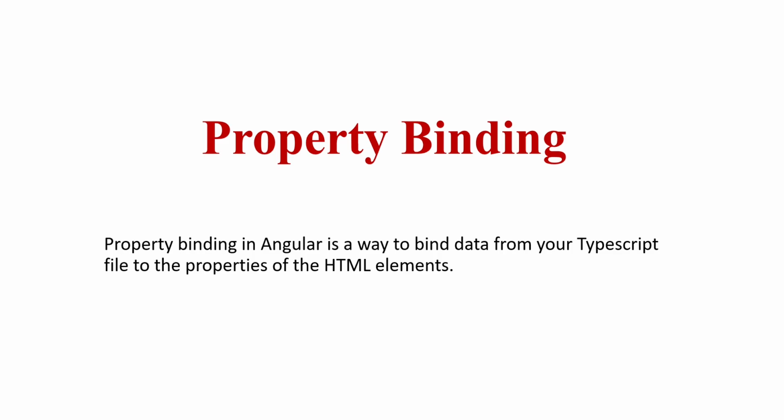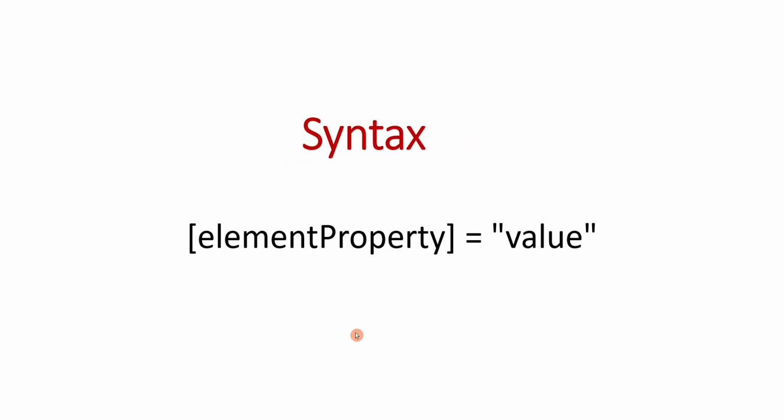Now we will move to the syntax of property binding, how we can achieve this. And at the end of the video, we will do an example. So next we have syntax. Property binding uses square brackets. Inside the square brackets, we have element property. And whatever we write inside the double quotes comes from your TypeScript file. So this value will be coming from TypeScript file.